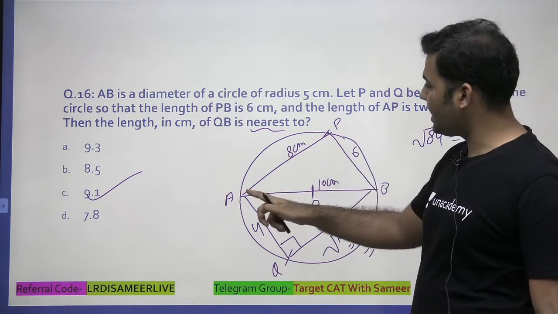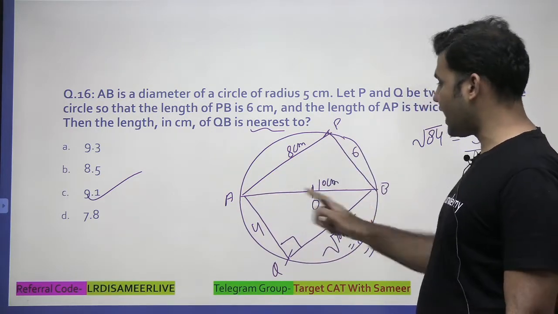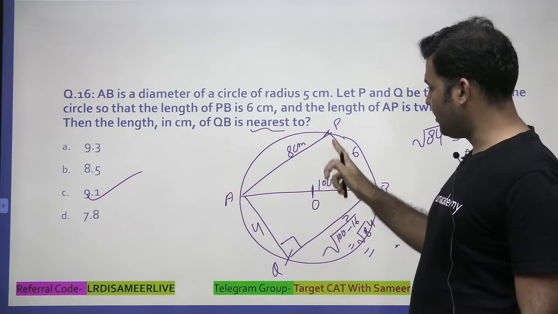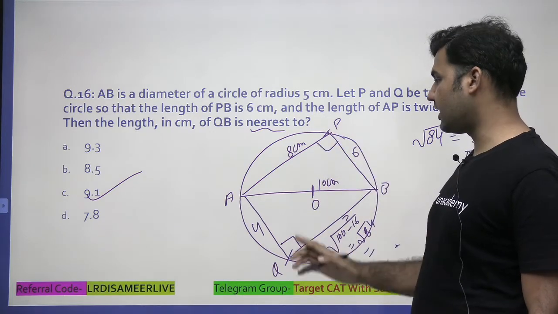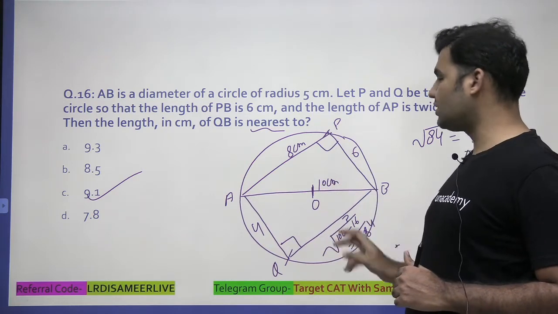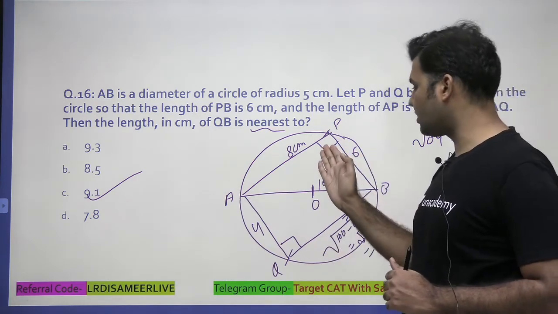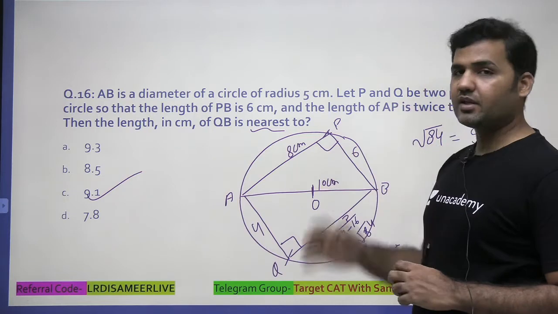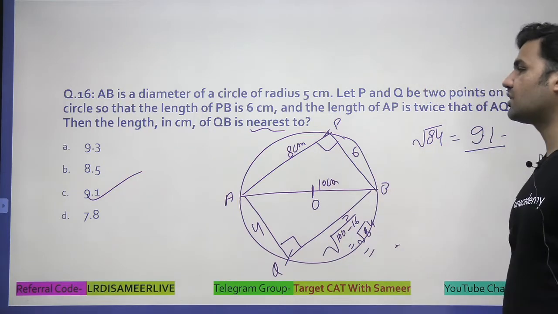So if I join any point on the circumference of the circle with a diameter, that will make an angle of 90 degrees. This is 90, this is 90. So all we are doing is straight away applying the triplet here, and we are using the Pythagoras theorem here. You can also apply the Pythagoras theorem here, and then you apply the Pythagoras theorem here, and that's it. The question is done.